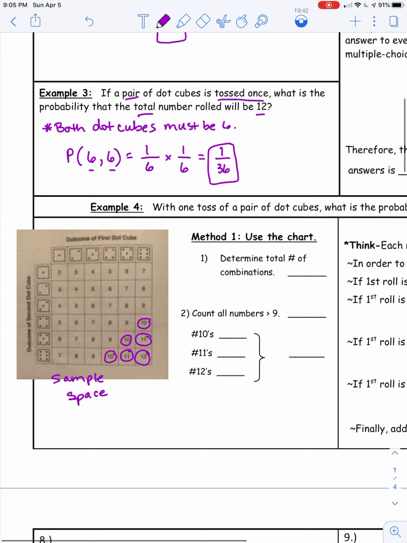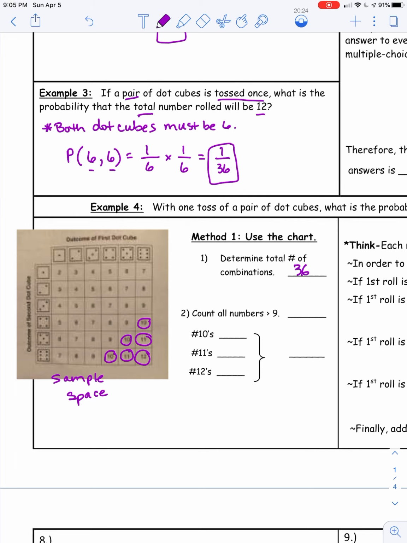First, question number 1 is asking us to determine the total number of combinations. What they're asking is, if you rolled two dice, or two dot cubes, at a time, what are all the possible combinations you can get? It's what you see on this entire chart, and there's 36 of them. There's 6 across, 1, 2, 3, 4, 5, 6, and there's 6 down, 1, 2, 3, 4, 5, 6. So there are 36 total combinations that could possibly be rolled.